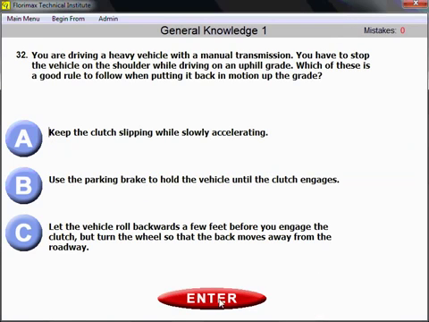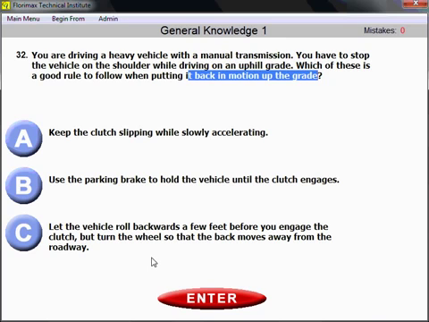Question number 32. You are driving a heavy vehicle, again, with a manual transmission. You have to stop the vehicle on the shoulder while driving on an uphill grade. So, which of these is a good rule to follow when putting it back in motion up the grade? So, you realize the situation. You drive, you stop on the shoulder, you're uphill, and now you need to get it back in motion. What do you need to do?